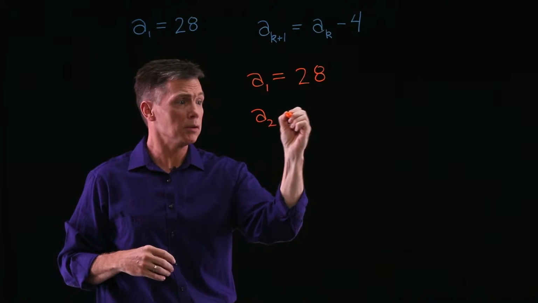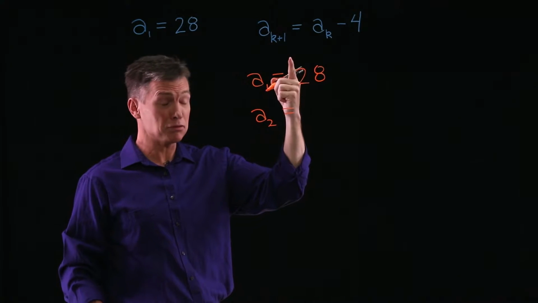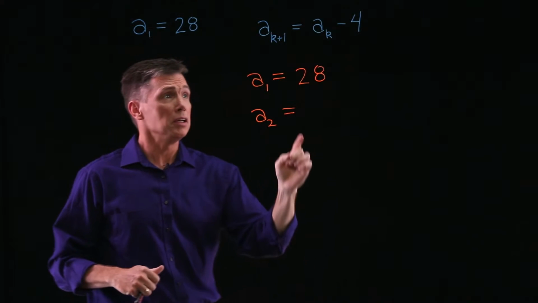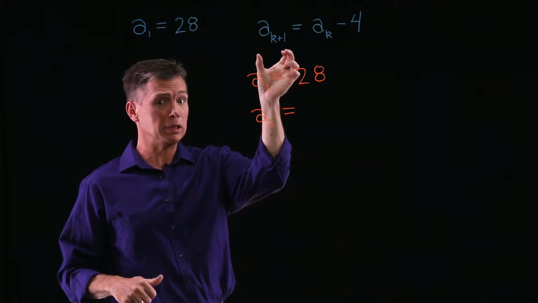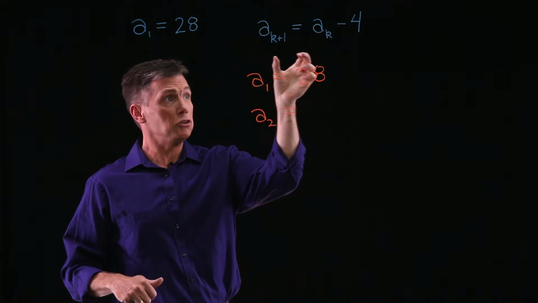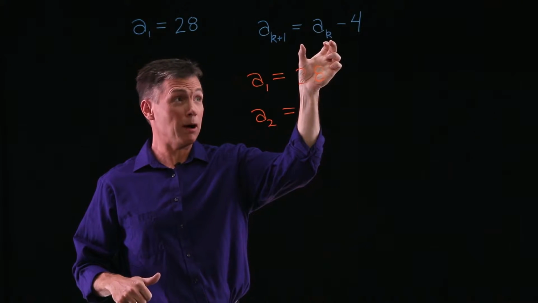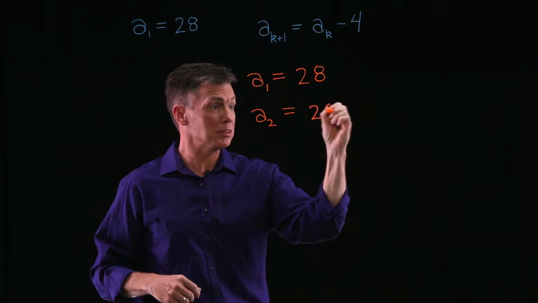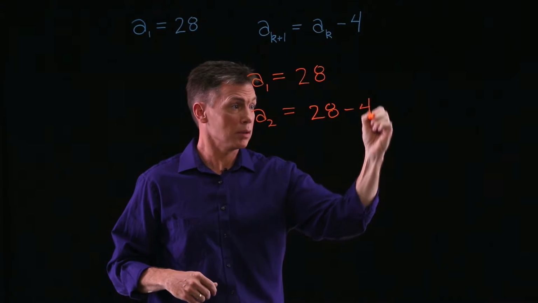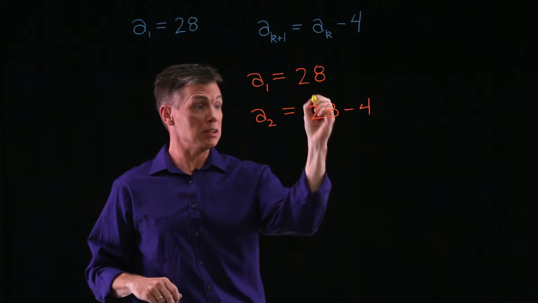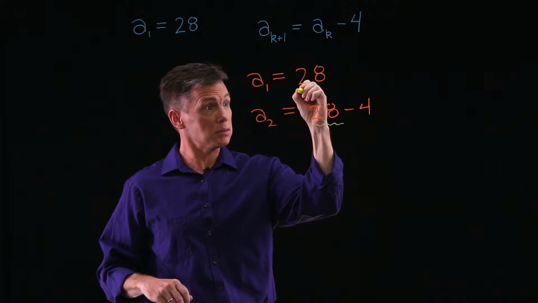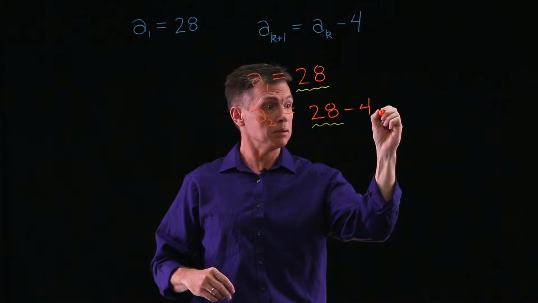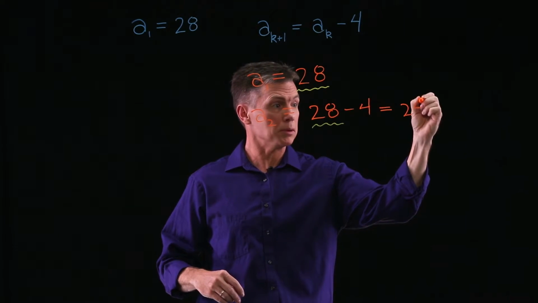So a sub 2. And now let me try to re-explain that formula. The way that I think through the formula for a recursively defined sequence is if I'm looking for, like right now I'm looking for a sub 2, what you do is you just grab the guy that you just figured out and subtract 4. So I'm going to grab the 28, which is the previous guy, and subtract 4. And it's definitely key that you're seeing that this 28 that we're using is the same as that 28 right there. And then you just simplify. So 28 minus 4, 24.